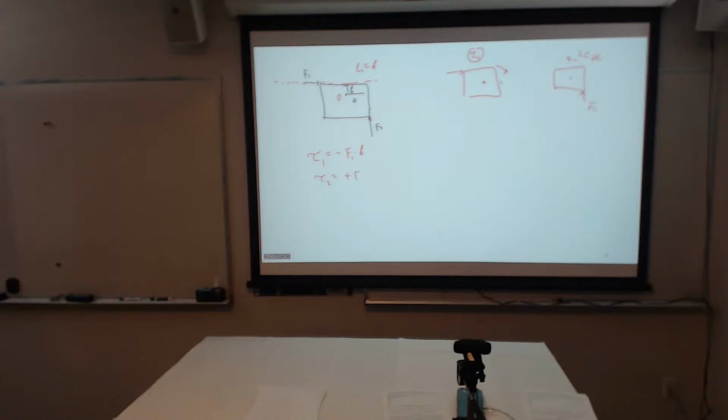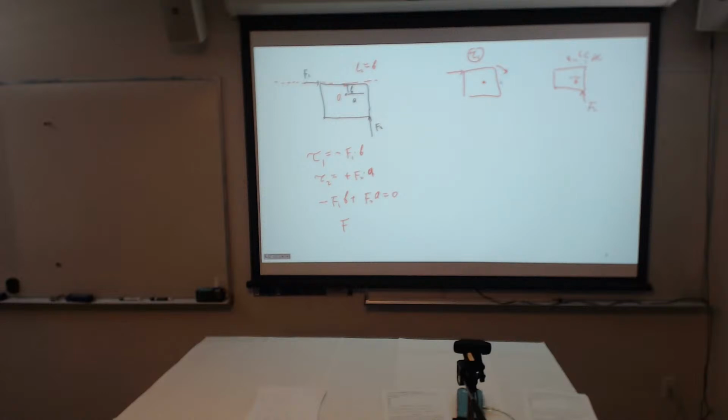And the lever arm would have been what? In this case, that would have been A. And if you add them up, oh sorry, is it A or B? If you add them up, you should get what number? Zero, because of equilibrium, correct.